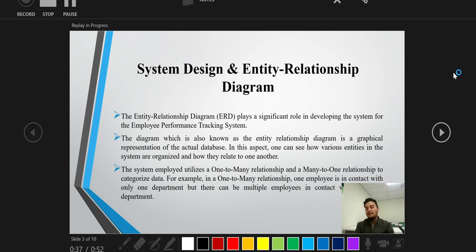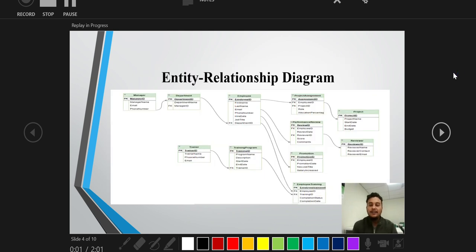how one entity is linked with another entity with this ERD diagram, which has basically a lot of different relationships such as one to many, many to one, depending on how we see our data. Now let's talk about the diagram.